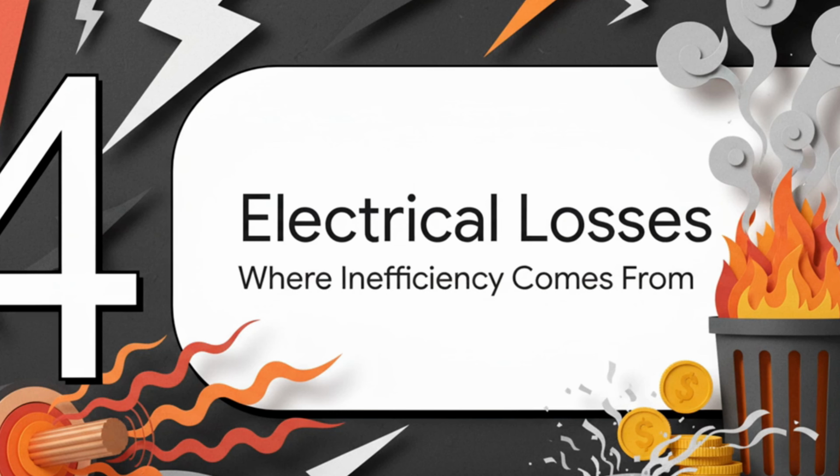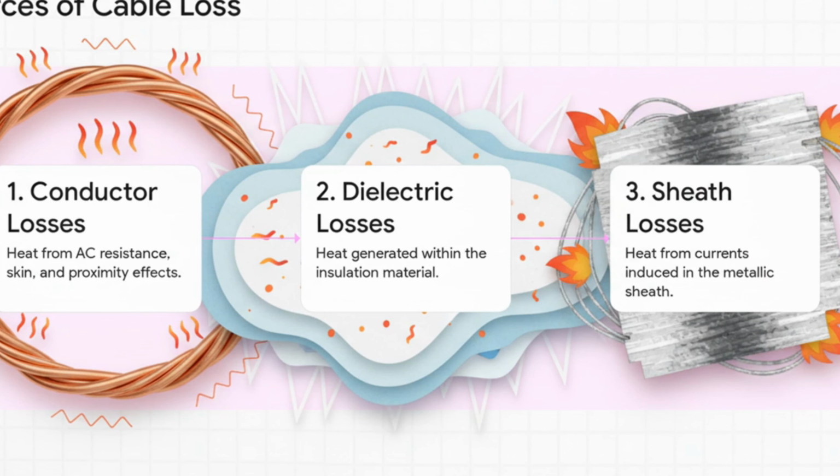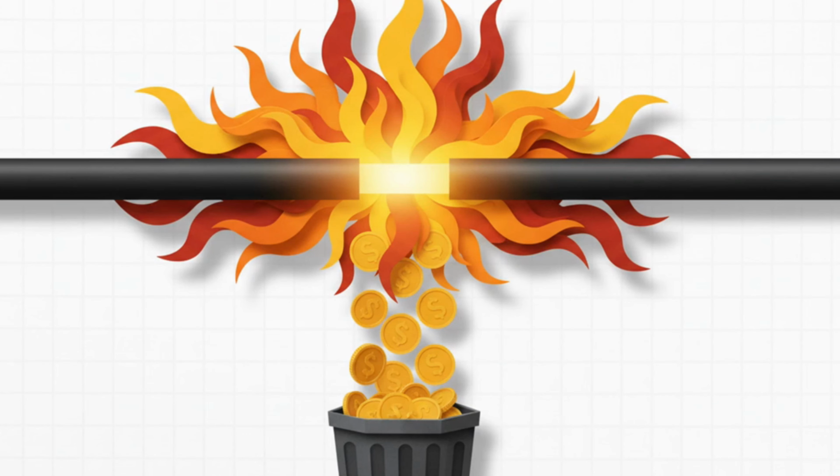Okay, so who cares if the current hangs out on the edge of the wire? Well, you should, because it generates heat. And in any power system, heat is just wasted energy. It's wasted money. This is where we talk about electrical losses. When a cable is actually doing its job, carrying a load, the heat it gives off, its losses, can be broken down into three main buckets. You've got losses right in the conductor, losses in the insulation, which we call the dielectric, and losses in the metallic sheath or shield.